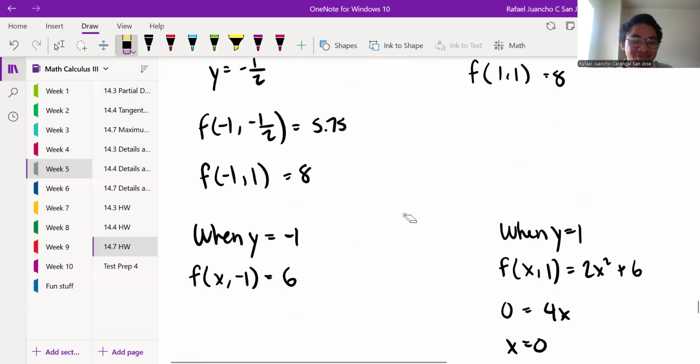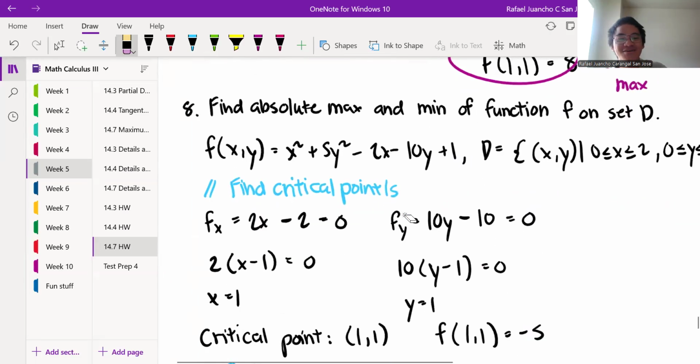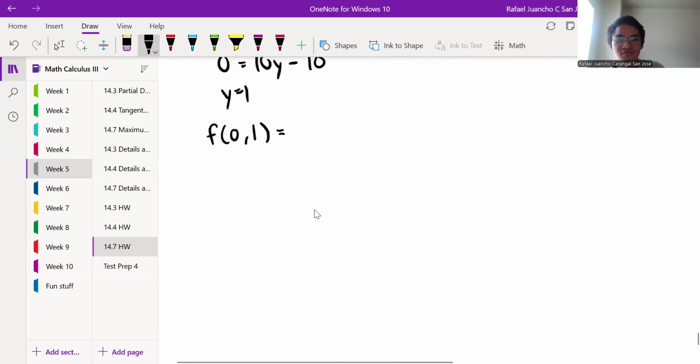I'm looking at number 7. Okay, so I get, that's funny, I got 0, 1, 0, 1. Okay, I got 5. What's this? Minus 10 plus 1. 6 minus 10 is negative 4. There we have it. We have negative 4.